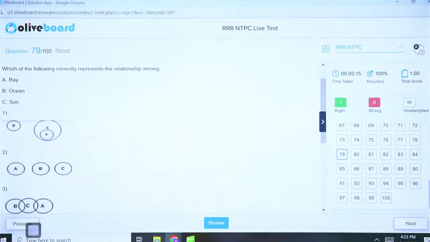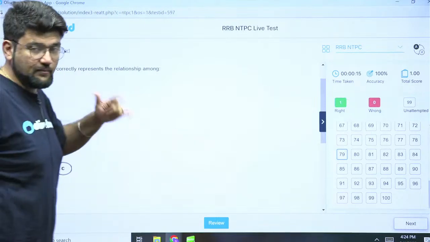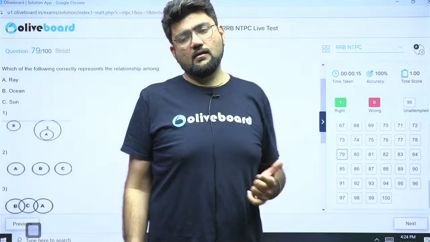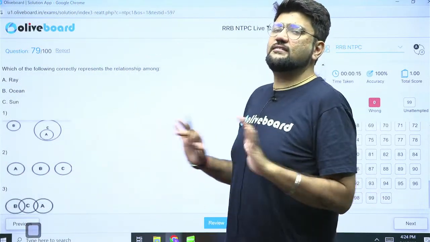Which of the following correctly represents the relationship among ray, ocean and sun? Ray, ocean and sun. Good, good, good. Now here, ray, ocean and sun. Ray has got nothing to do with ocean. So ray and ocean will definitely not be connected. And ocean does not have anything to do with sun.